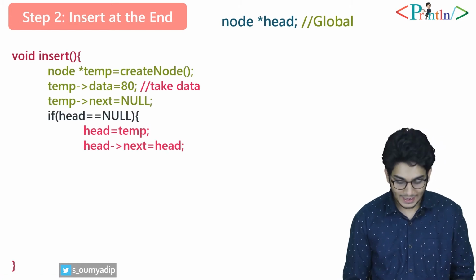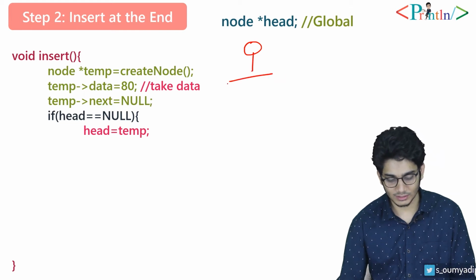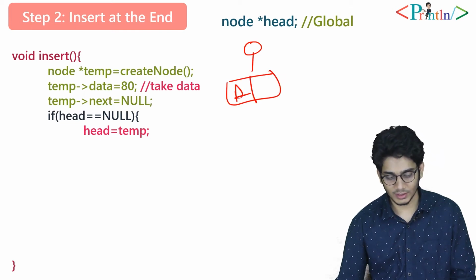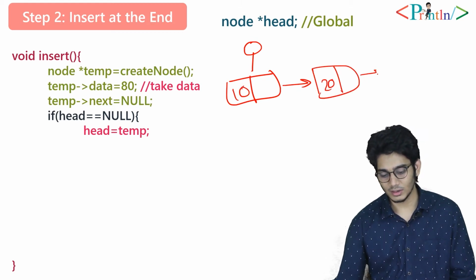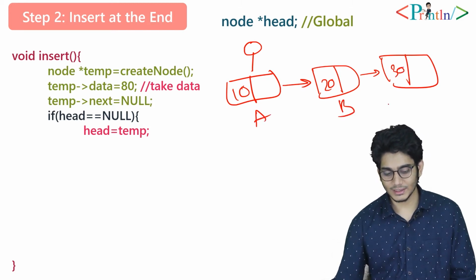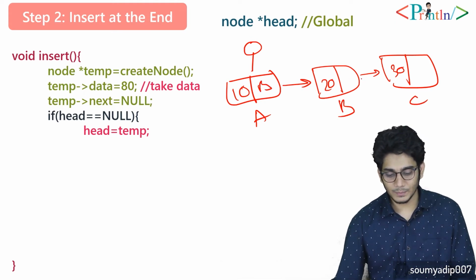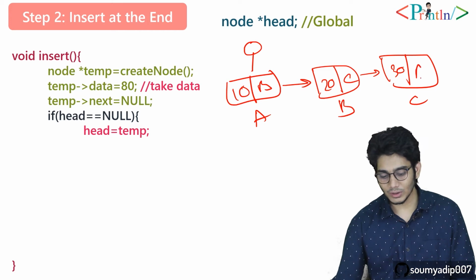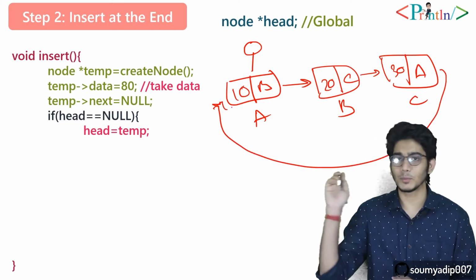Now if head equals to null, let me draw a circular linked list. Let's say 10, 20, 30. The address of the first node is A, the address of the second node is B, the address of the third node is C. So here we have B, here we have C, and here we also have A, because our last node will be pointing to the first node. I think this portion is clear.